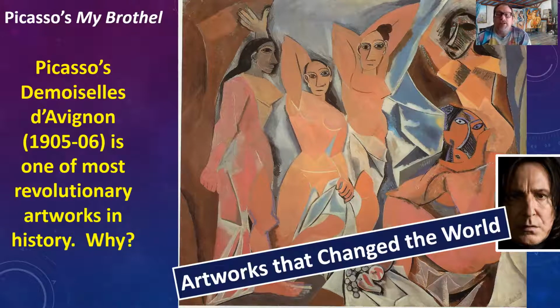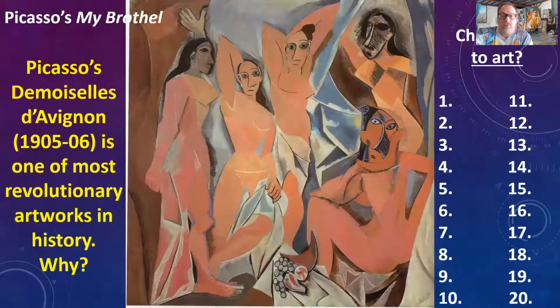So this is one of the artworks that changed the world. This is Picasso's Demoiselles d'Avignon from 1905-1906, and it is one of the most revolutionary artworks in all of human history. It really is a remarkable tour de force. Part of the reason for that is, first off, Picasso calls it my brothel. It's his women. And as I'll show you in a slide in a moment, Picasso paints this in the nude, only at nighttime.